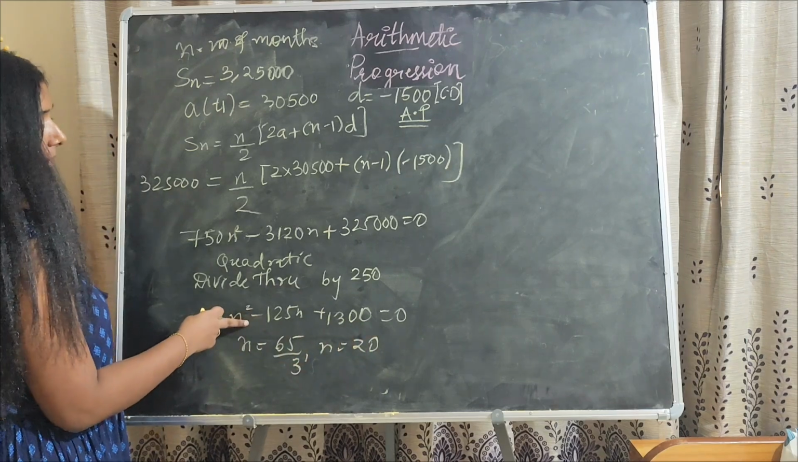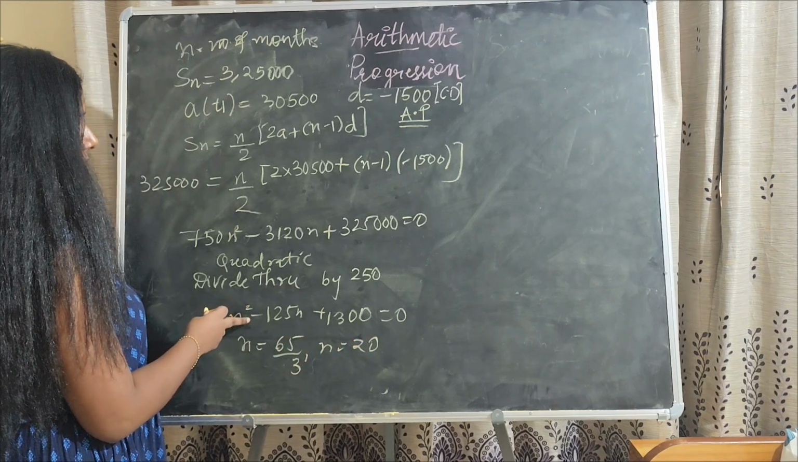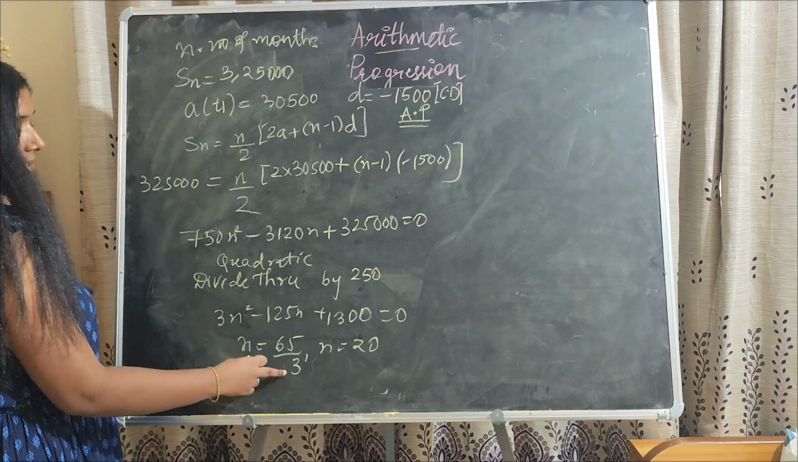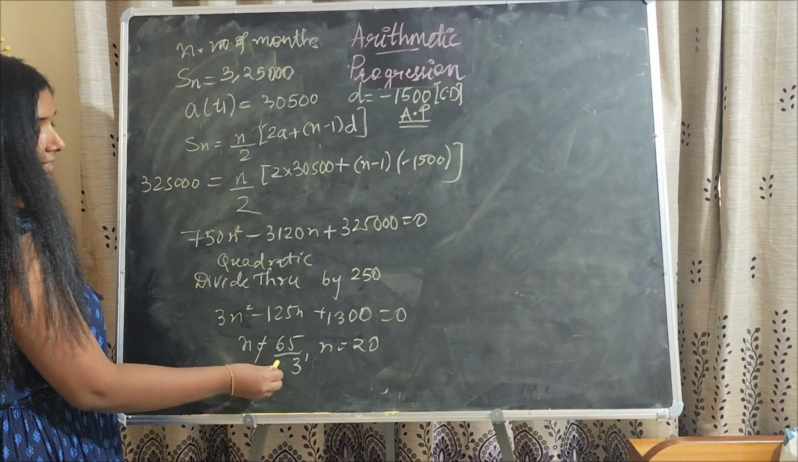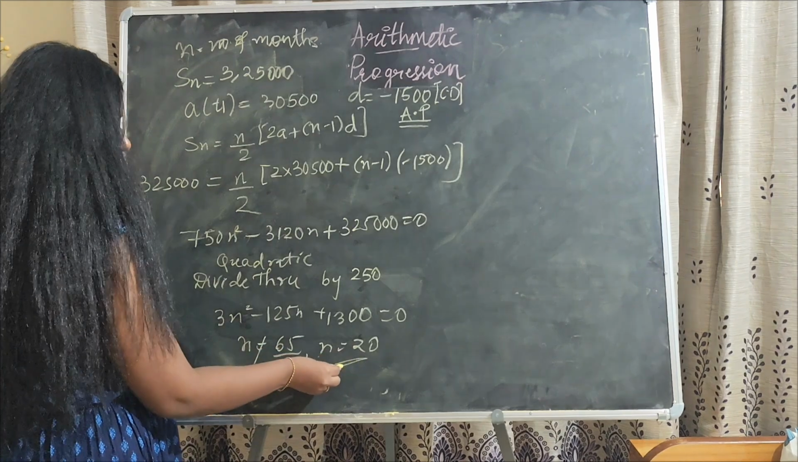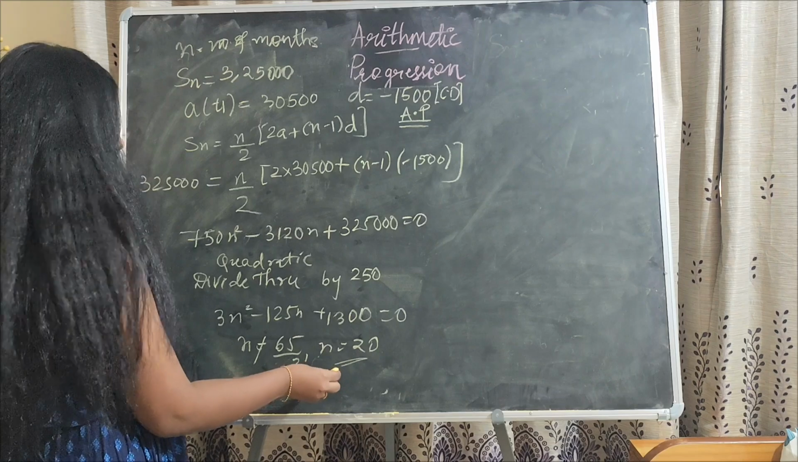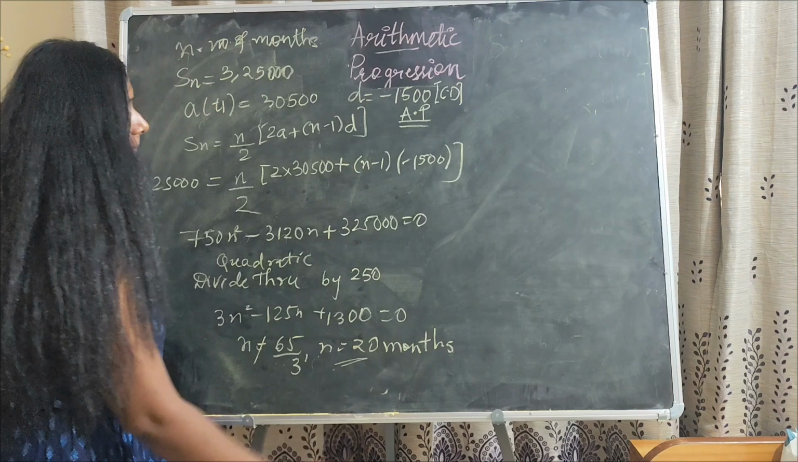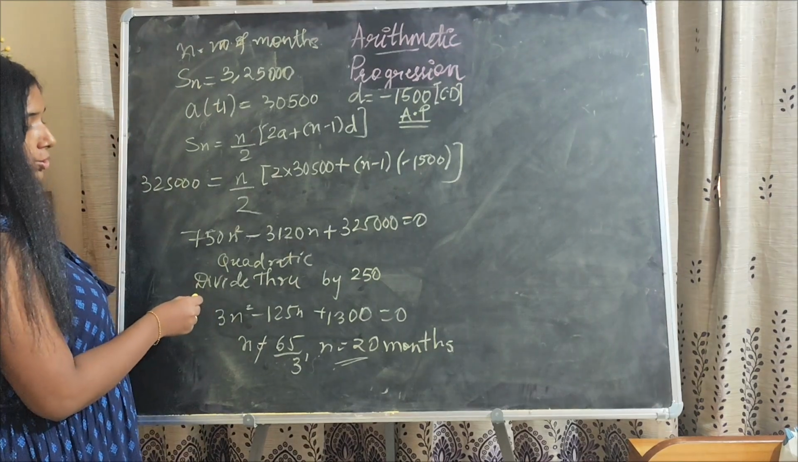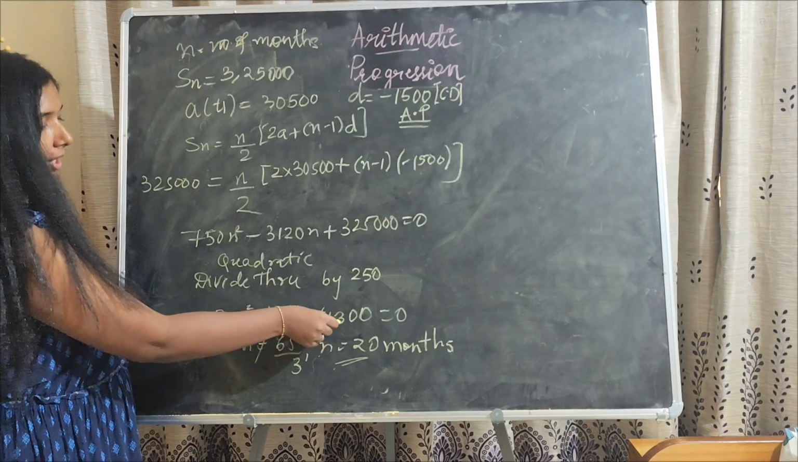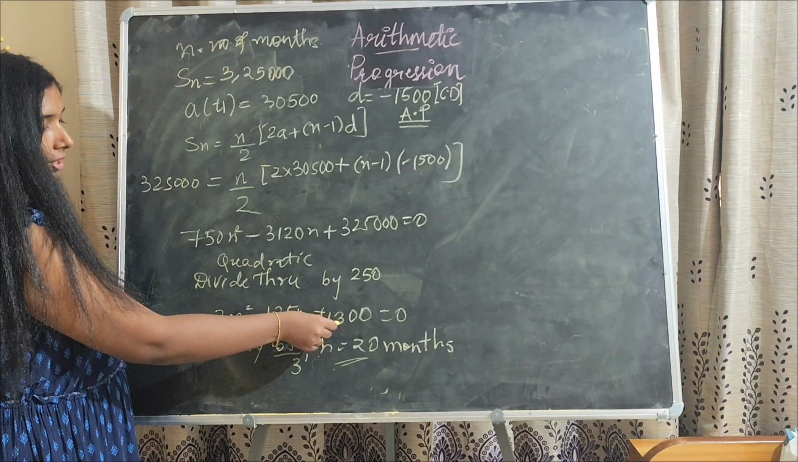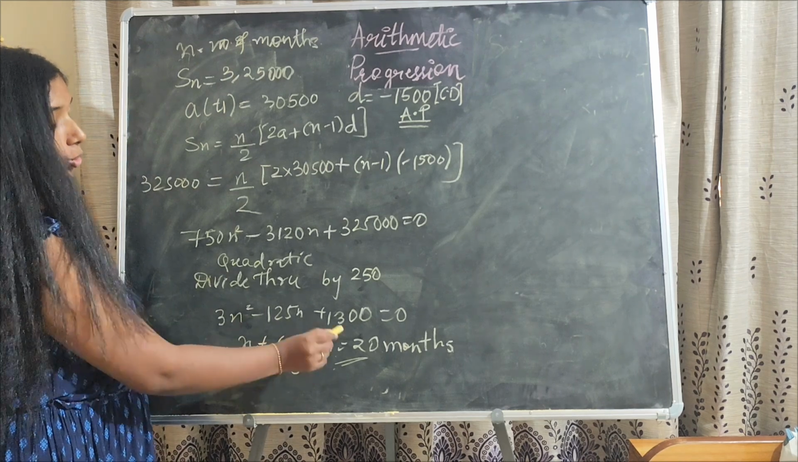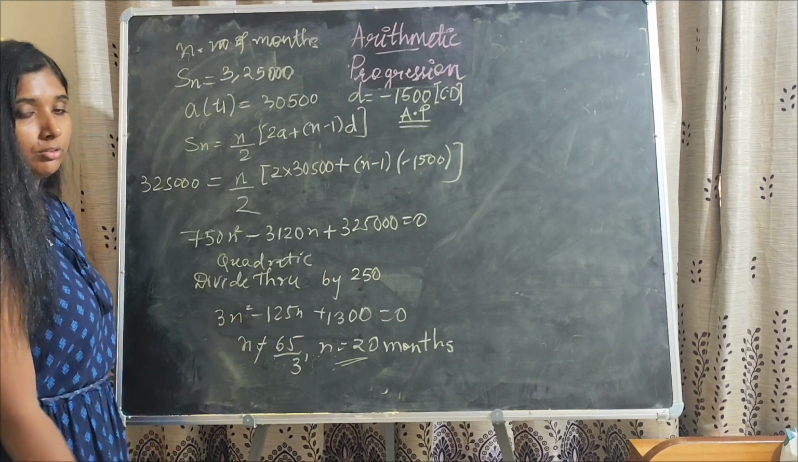This equation you can solve by prime factorization method or method of formula or completing the squares. So you will get this. So this can't be n because n is an integer. So n is 20. So it will take 20 months to complete the payment. You need to solve this equation, practice this. 3 into 1300 you will get by prime factorization method, and then you will write it in terms of 125. You will get these two values. Please note this down.